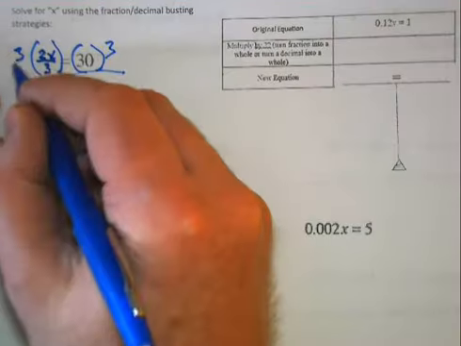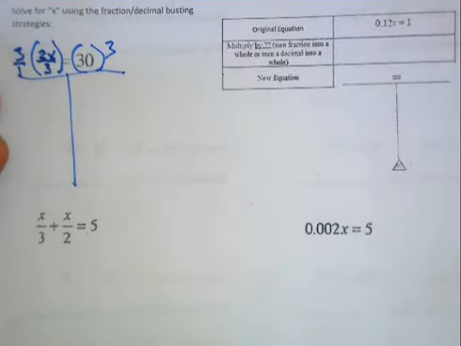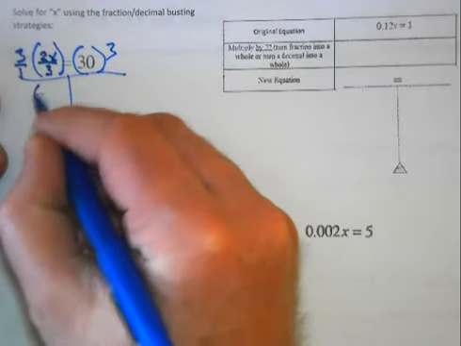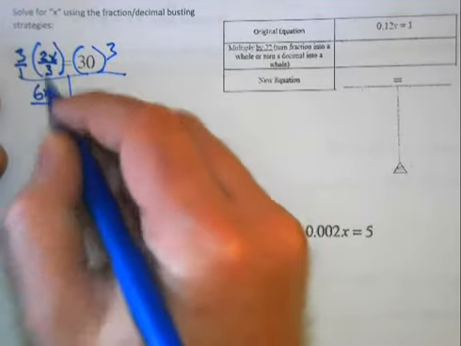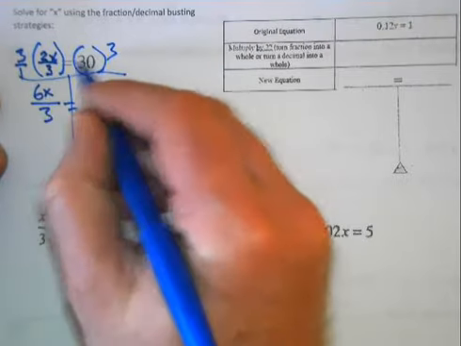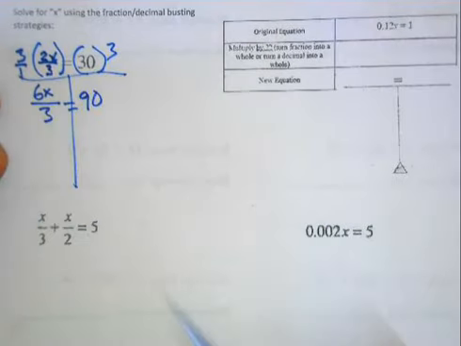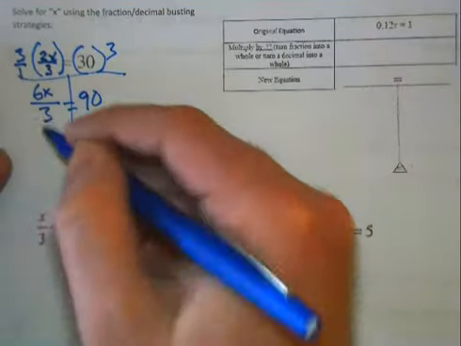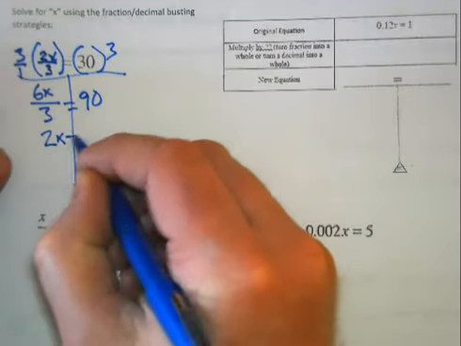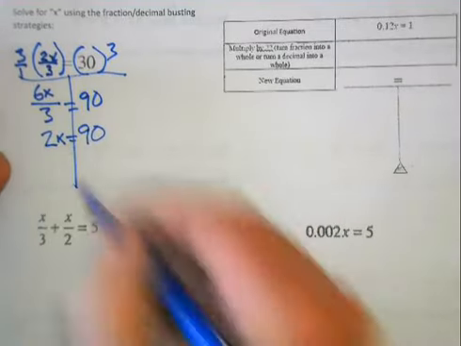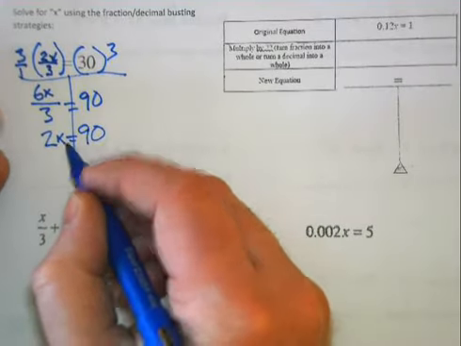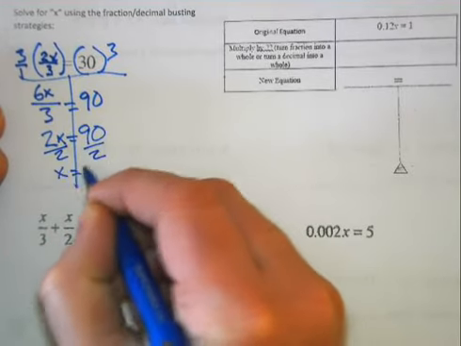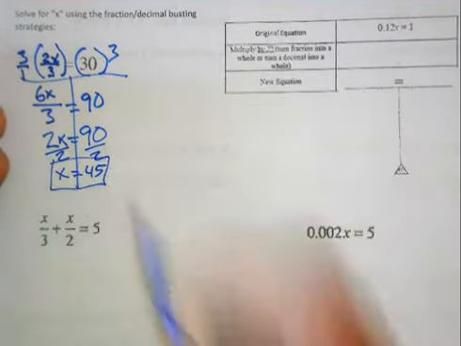Now, remember, 3 is actually the fraction 3 over 1, which makes it easy to multiply your fraction. 3 times 2x becomes 6x, and 1 times 3 becomes 3, equals 3 times 30, which is 90. And now all I have to do is reduce. 6 divided by 3 is 2x equals 90. And 2 is attached to the x through multiplication, so you're going to divide by 2, divide by 2, x equals 45. Boom. Just that easy.